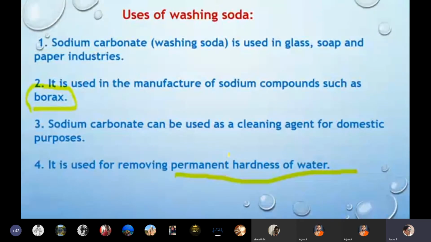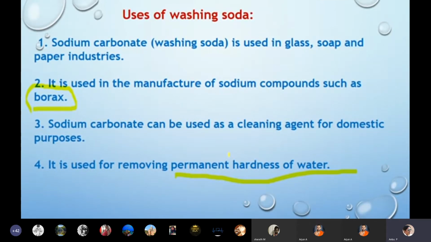That is the reason when you boil the water, you are able to see a white colored substance getting deposited around the vessel in which the water is boiled. So that indicates the hardness of water. So what they do is add washing soda to the groundwater to remove the salt content.